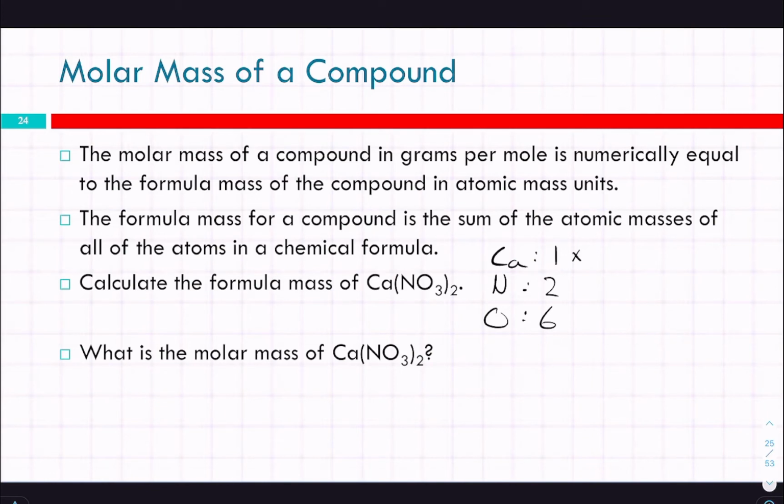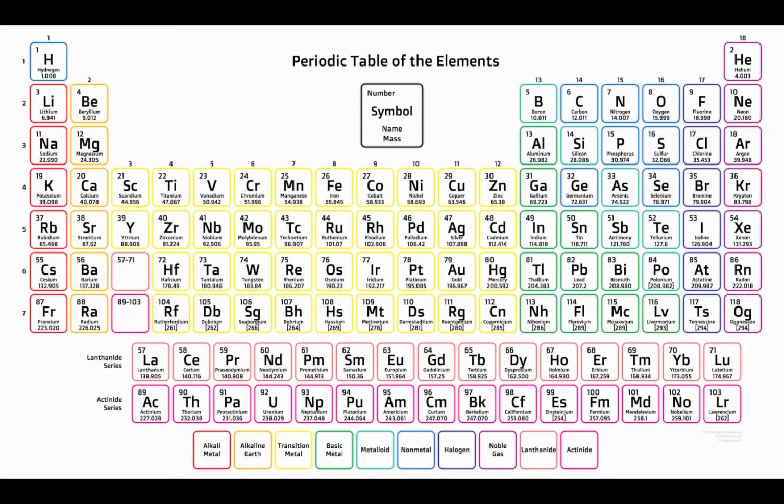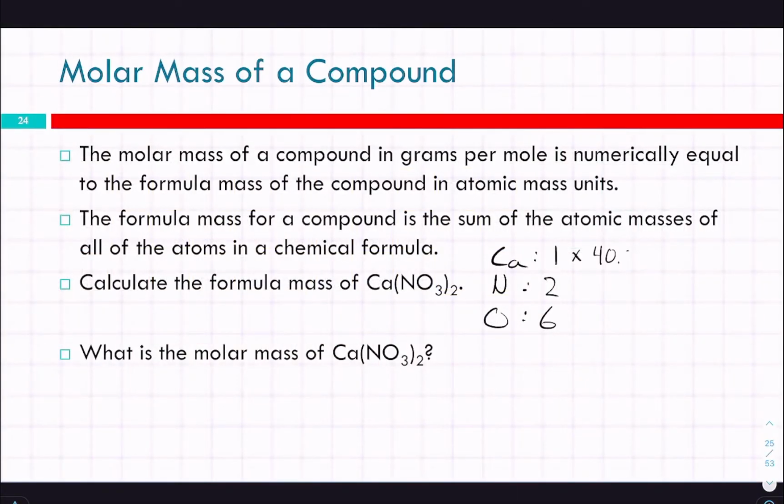The mass of calcium, we used it earlier, was 40.078, sorry. Mass of nitrogen is 14.01. The mass of oxygen is 16.00. So you take the atomic masses of each of these elements in the compound, multiply them by the number of that element in the compound. So this one will be 40.078. 14.01 times 2 is 28.02. 16.00 times 6 is 96.00.